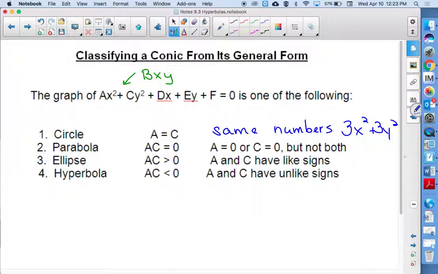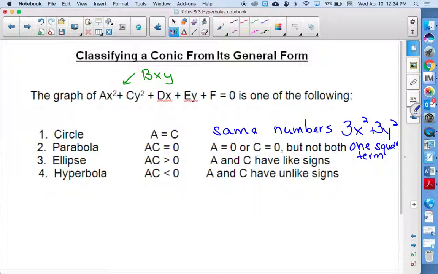The second one, it says the parabola has A times C equals 0, but not both. If you have one squared term, either x squared or y squared, it's a parabola. So that's what makes it a parabola. It only goes one direction. It doesn't have both pieces. So it's either an x squared or a y squared. So again, we're focusing on the squared terms.